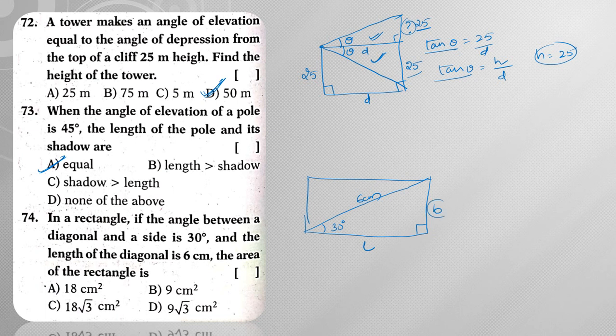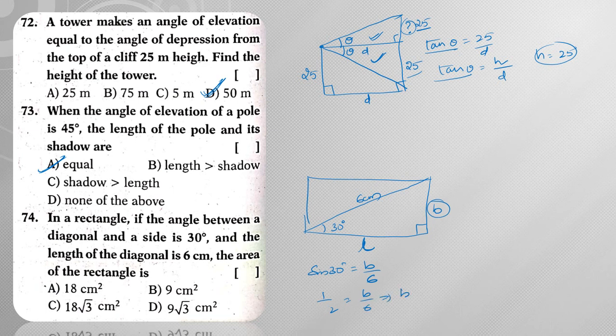To find out the breadth, you can use sin theta, that is sin 30 degrees. To find out this length, you can use cos 30 degrees. So first of all, I am going with sin 30 degrees. So sin 30 degrees is equal to b by 6. So sin 30 is 1 by 2, right? So 1 by 2 is equal to b by 6.